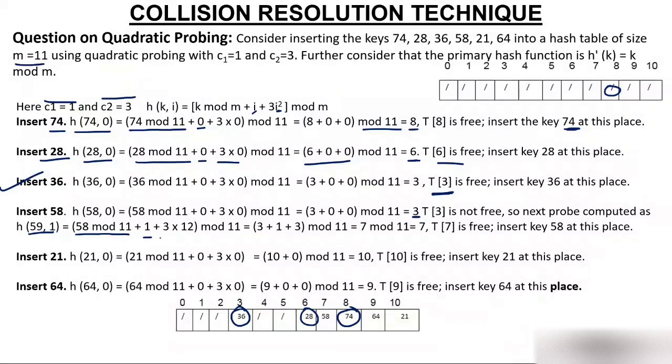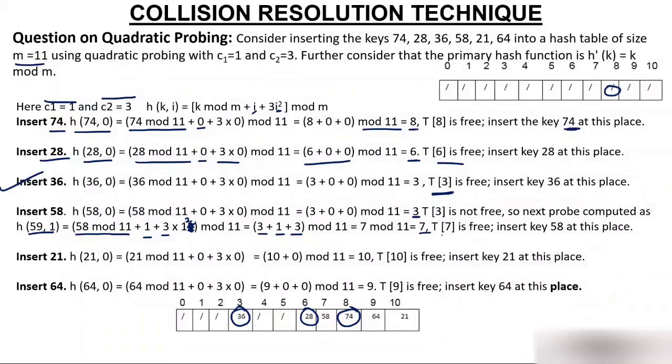Now i is 1, c is 3, and this is not i, this is i square. Fine. This is not 1, this is 1 square. So 58 mod 11 is 3, plus 1, plus 3. You get 7 mod 11, and finally what you get?